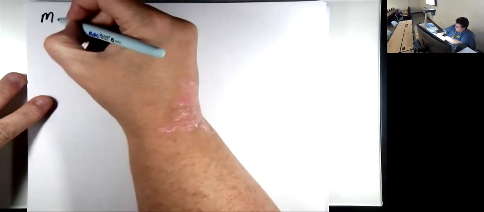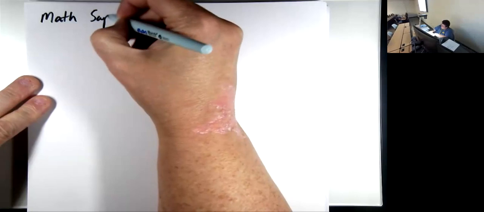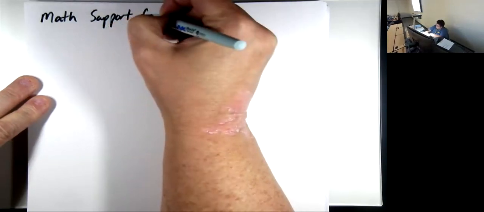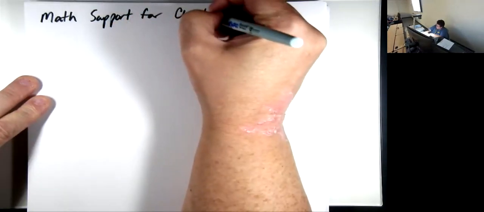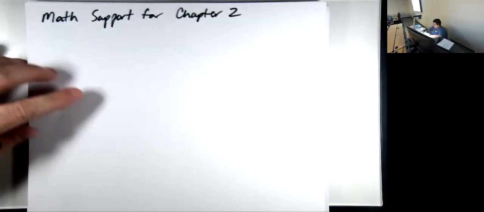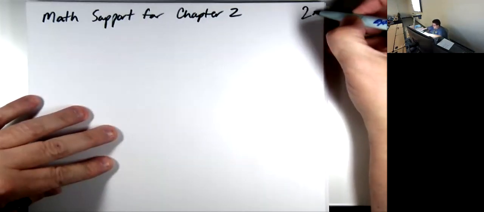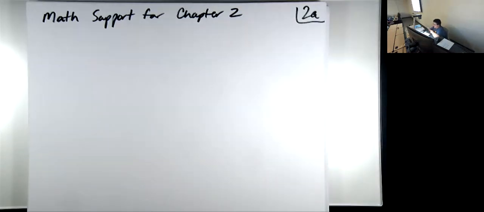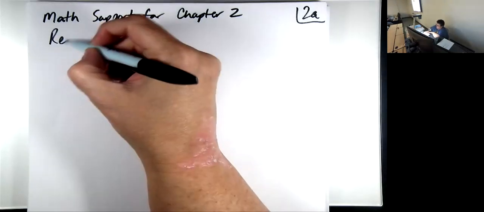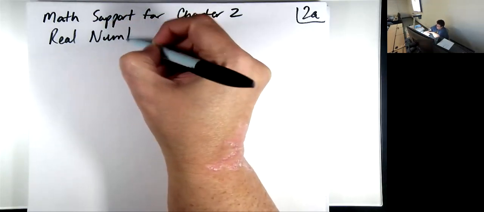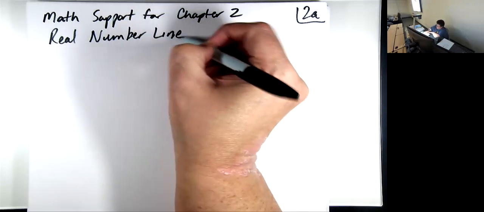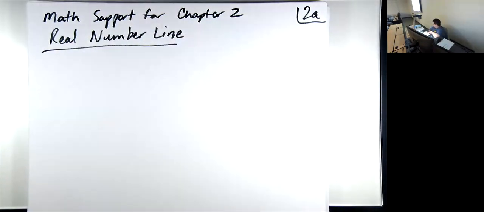All right, let's get started with Math 321. This is support for chapter 2, and maybe I'll label this 2A. That's what I got listed as on our little syllabus. The first thing we're going to talk about is the real number line. This is pretty important for the rest of the class.